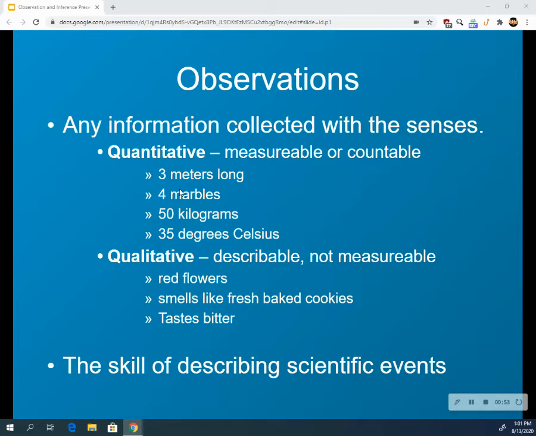Qualitative is something that is describable. So you can't measure a smell, you can't measure a taste, but anything using your five senses. So if it looks like a different color, if it's a red flower, if it's a purple flower, if it's a green plant, these are different qualitative or qualities of the specific object you're observing. These skills help you describe and gather information based on what you are looking at.